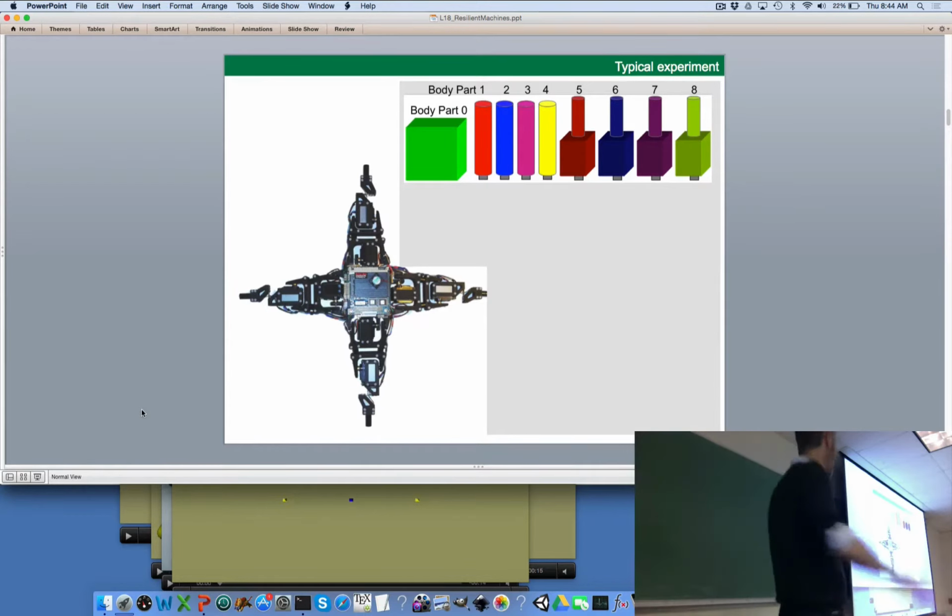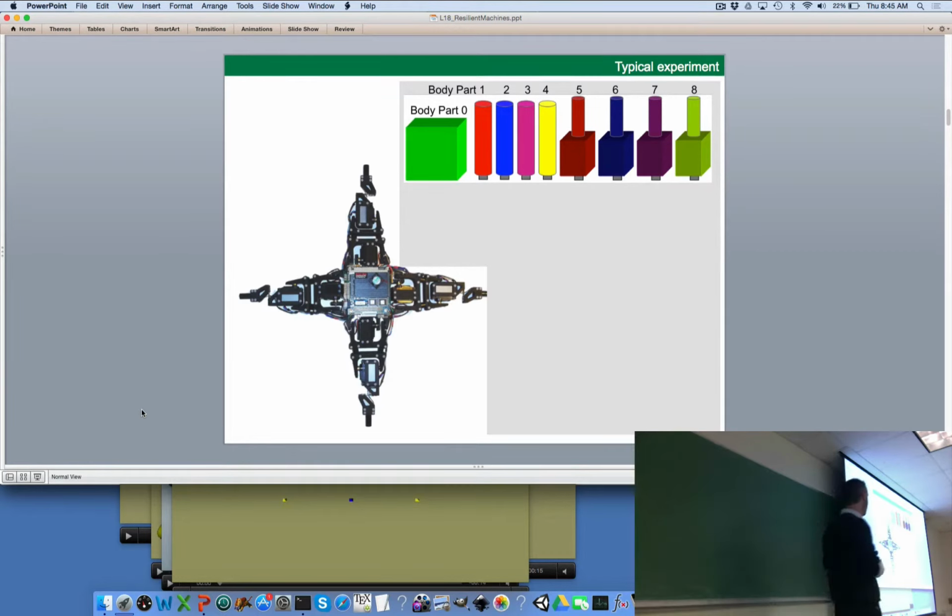Okay, so I'm going to now, in the next dozen or so slides, walk you through one long evolutionary run. This is just one run, and you're going to see these 3 phases. The phase that deals with the intact robot, what happens when the robot becomes damaged, and how does the robot recover from that damage, phase 3.